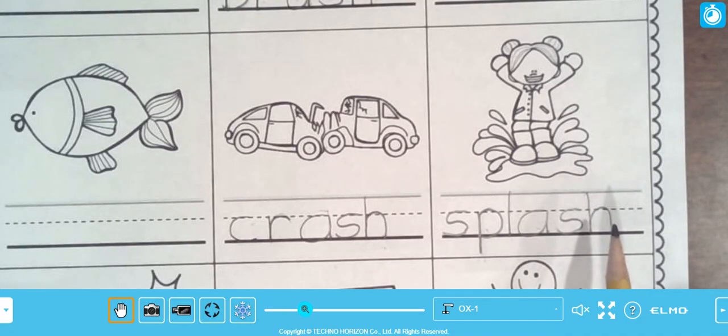Splash. As you finish writing the word splash, I'm going to give you a sentence using that word. Okay. Please don't splash anyone by jumping in the puddle. Splash. And look, she does it anyway. Naughty girl.